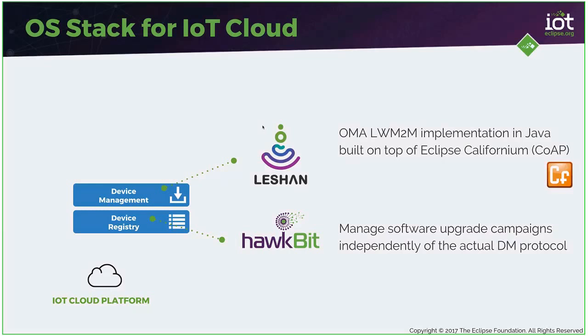One is Leshan. Leshan is really for device management, in the form of providing the server-side implementation of the lightweight M2M protocol, so that you have a way from your server to push firmware upgrades to the field and stuff like that. And Eclipse Hawkbit is actually a layer below, in that it's not really about managing the devices, and it's not about sending instructions to the field.